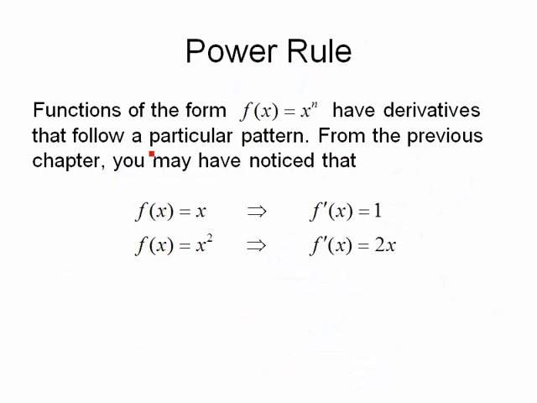Now, functions that have the form f of x equal x to the n have derivatives that follow a particular pattern. From the previous chapter, you may have noticed that if f of x was equal to x, then the derivative of f with respect to x was 1. If f of x was x squared, then the derivative of f was 2x. Now what we're going to do is use our definition. We're going to continue this pattern and see if we can recognize the pattern so we can just write out a rule for doing power functions, which we'll call the power rule.